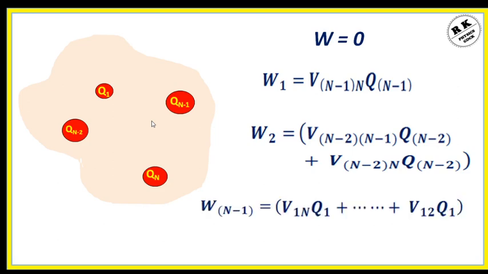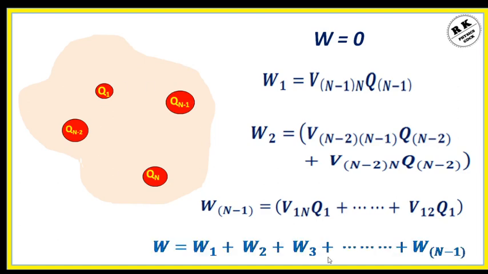So the work done will be written as Wn minus 1 is equal to V1n Q1 plus V1 n minus 1 Q1 and so on, V12 Q1. Now if we add all these terms, as in the previous case, we will forget this first term, W is equal to 0, first equation. If you add all these equations, it will give the total work done in bringing the charges in the reverse order.